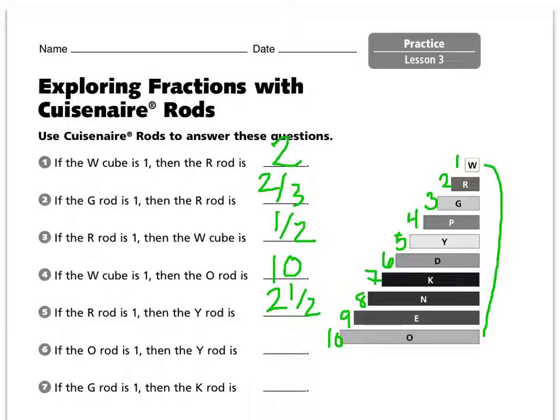Let's look at number 6. It says if O is 1, then what's Y? So I have O and Y. O is 1, and Y is half of 1, which would be half.